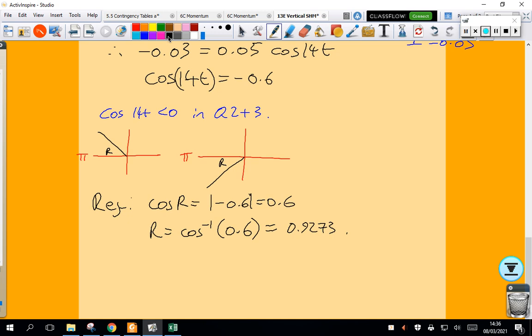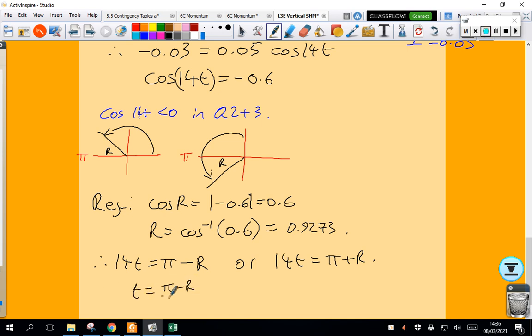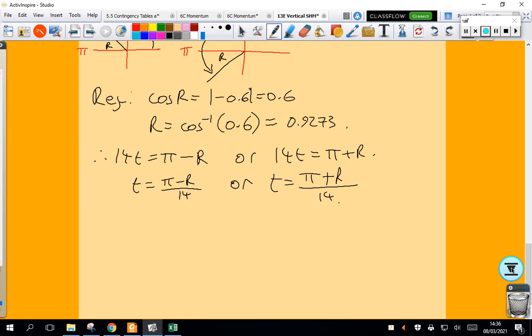So my two possible values for 14t, remember 14t is the actual argument here all the way around. In the first picture, that'll be pi minus the reference angle, or 14t is equal to pi plus the reference angle, and then dividing on both sides by 14 to find t will equal pi minus the reference angle over 14, or t will equal pi plus the reference angle over 14. And there's my value for t. I just have to plug those things into my calculator and solve.